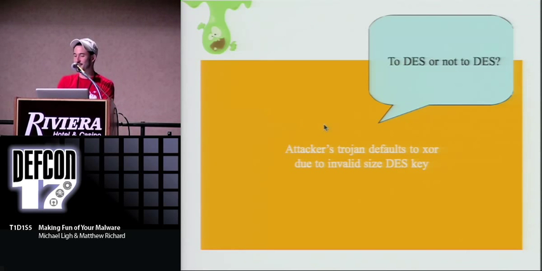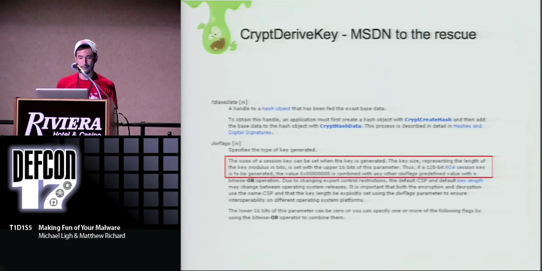So the next one is called To DES or Not To DES. And this is a story about a malware author who either doesn't know how to use the Windows API appropriately or doesn't know the maximum size of a DES key. So for the CryptDeriveKey API function, the dwFlags parameter, the low order 2 bytes of this specify the key size that you want for your encryption key. So here, if the low bytes are 0080, then the encryption key that we're asking for is a 128-bit RC4 key.